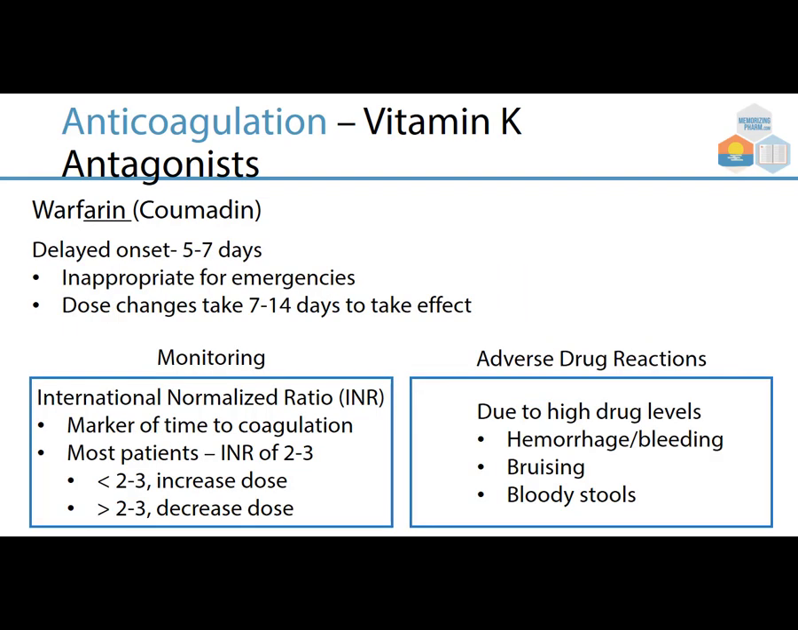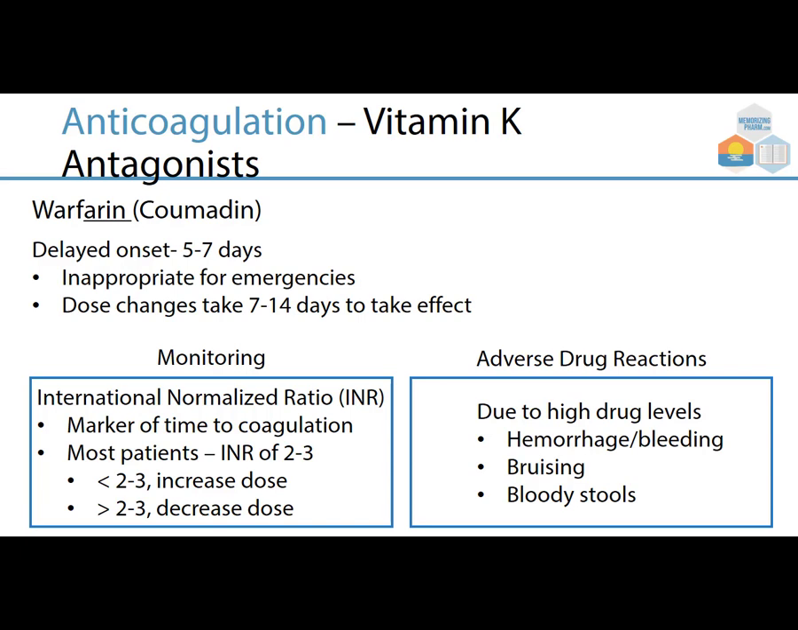It's a bit of a delayed onset, 5 to 7 days, and it's inappropriate for emergencies. So the dose changes take 7 to 14 days to take effect. Monitoring the INR, or International Normalized Ratio, that's a marker of time to coagulation. So most patients have an INR of 2 to 3. If we're lower than 2 to 3, we increase the dose. If higher than 2 to 3, we decrease the dose. And obviously it depends on the patient, depends on the condition that we're trying to prevent.